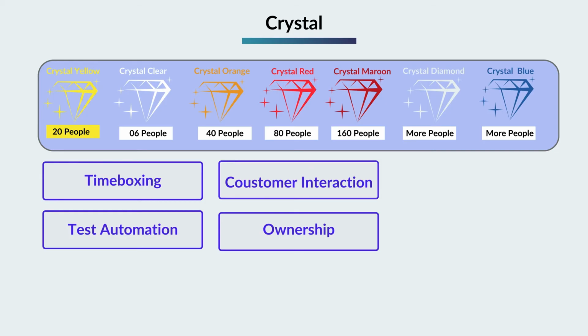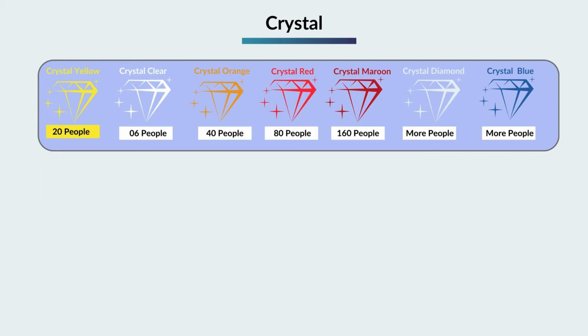The Crystal framework consists of many variants depending on the size of the team. Crystal Clear, smaller team size ranging from 1 to 6 members. Crystal Yellow, team size ranging from 7 to 20, and the feedback is taken from the real users and includes automated testing. Crystal Orange, the team size ranges from 21 to 40, where teams are split into multiple smaller teams based on the product backlogs.